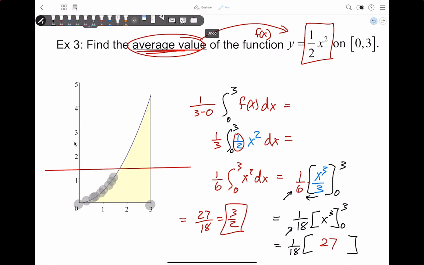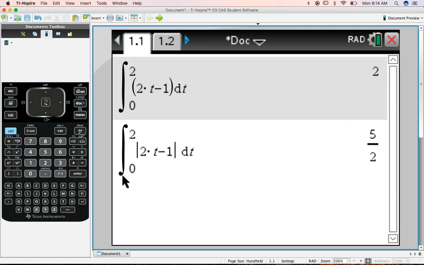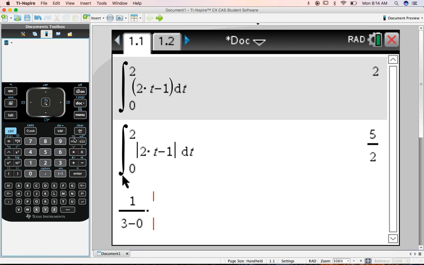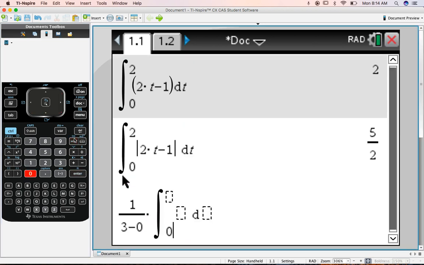So let's go ahead and practice with the calculator, and we're going to input it just to make sure that we were good to go. So control divide, 1 over b minus a, which was 3 minus 0, is multiplied with the integral from 0 to 3.